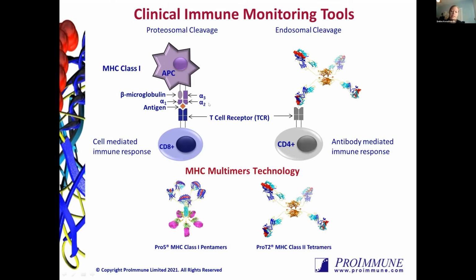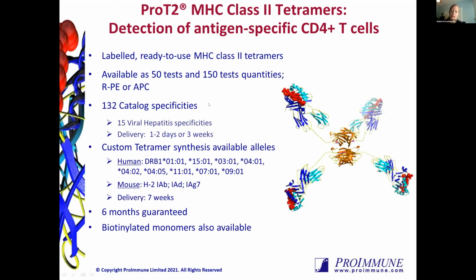Now these, like the pentamers, are ready-made, they're labeled. You can get them with either APC or PE. They have a couple different quantities, 50 tests and 150 tests. And we have 132 different catalog specificities. And again, you're going to be hearing about viral hepatitis in just a moment. So you see we have around 15 for that specificity. They do also ship out in 1 to 2 days or a couple of weeks, just depending on that sequence.